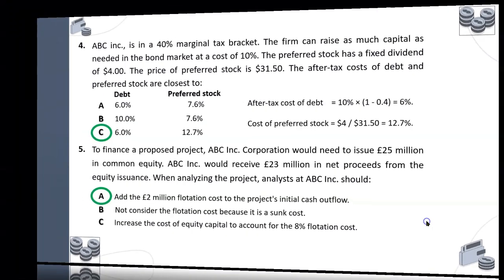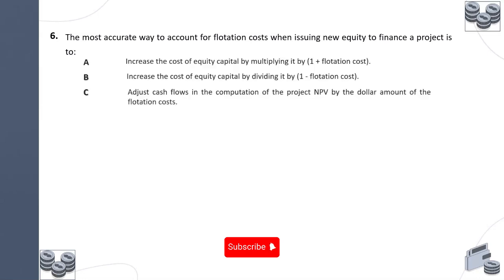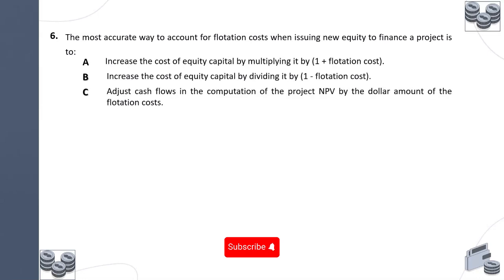Let us move to question number 6. The most accurate way to account for flotation cost when issuing new equity to finance a project is to, the word account for does not mean double entry accounting. No, how to handle the flotation cost. And we just mentioned this in the previous slide. We said that this will be added to the initial outlay of cash outflow.